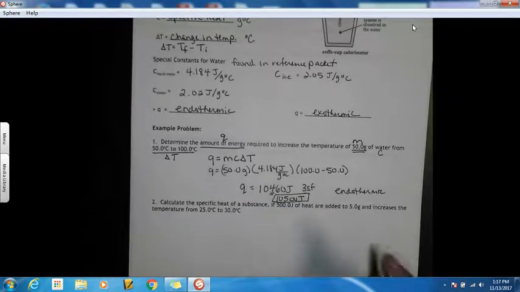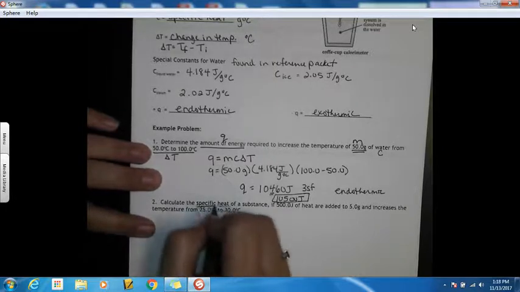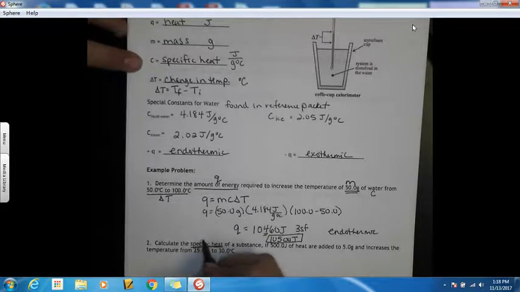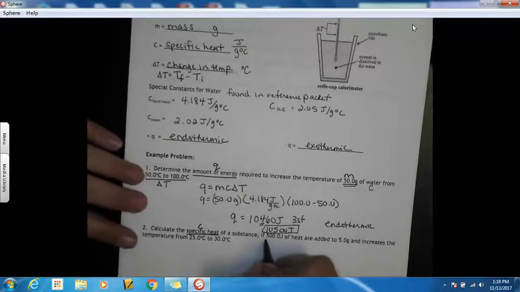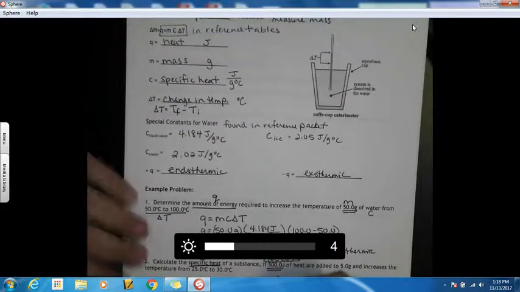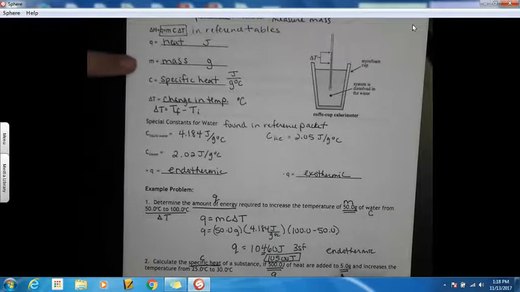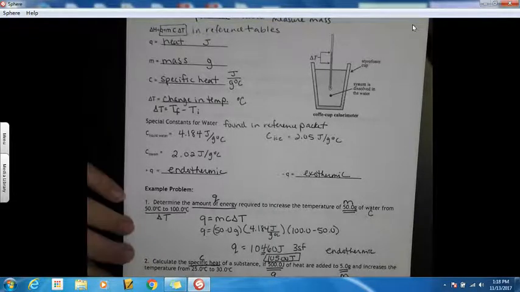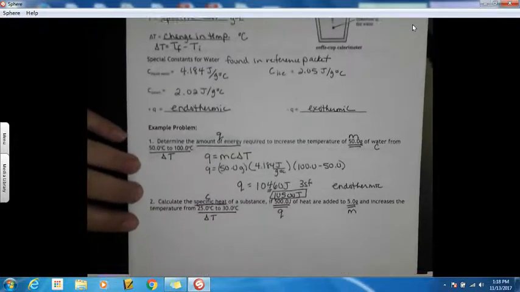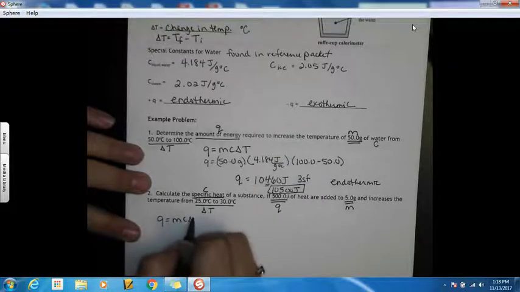Alright, so in problem 2 it says to calculate the specific heat. This time we're looking for the specific heat. And remember the specific heat was C. And we have 500 joules, and joules, remember, was Q. And then 5 grams, that's our mass. And then our delta T is our change in temperature. All right, so again, Q equals mc delta T.